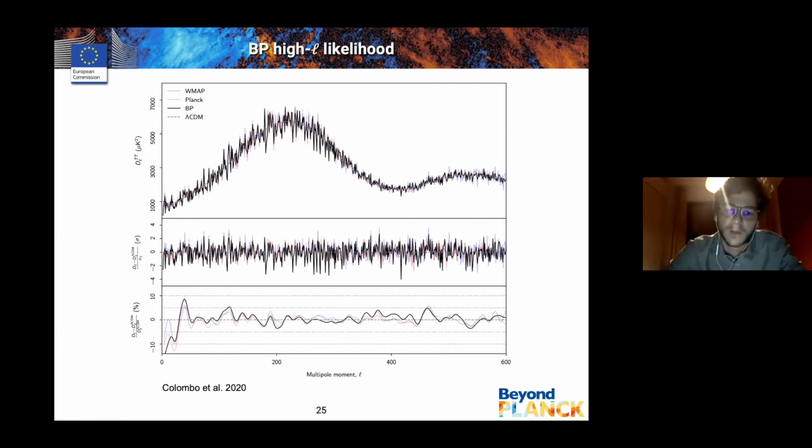This is a plot showing on the top the CLs constructed from the Gaussianized Blackwell-Rao estimator. The black solid line are these CLs compared with the Planck and WMAP estimated power spectra, and the dashed line is a lambda CDM reference model that is basically the Planck 2018 best fit. On the middle panel, you see the relative difference with respect to this reference model. And on the bottom panel, you see the percentage of this difference.